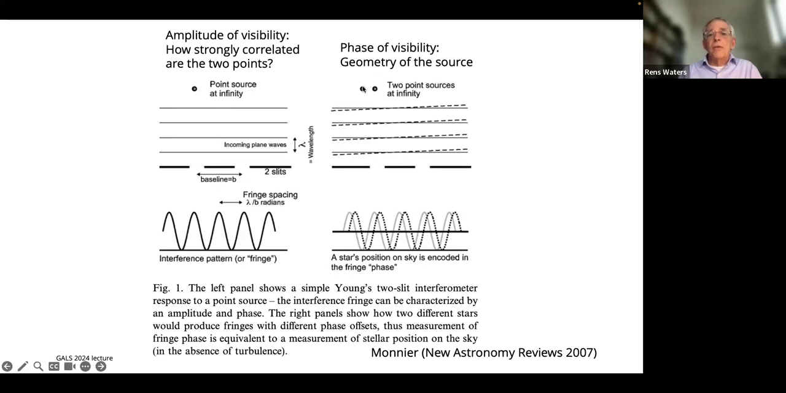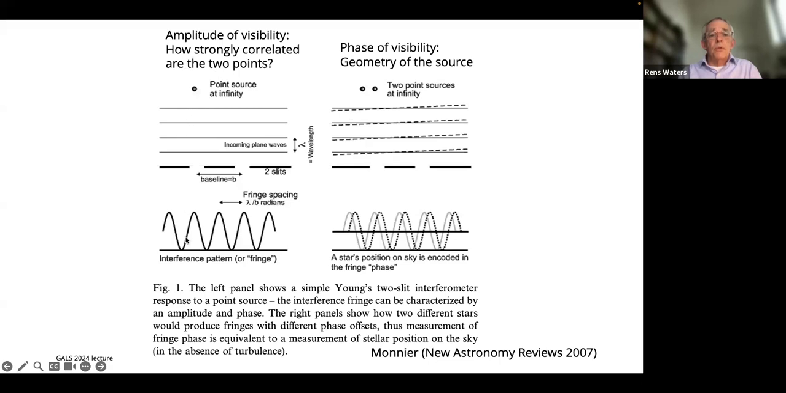And here you can see how you can get the phase of the visibility, which is the geometry of the source. For instance, we have two point sources here that are observed with the same screen, and you can see that these wavefronts are slightly tilted with respect to each other, and so the fringe pattern shifts to the left or to the right, and so the phase of the visibility gives you the geometry of the source.